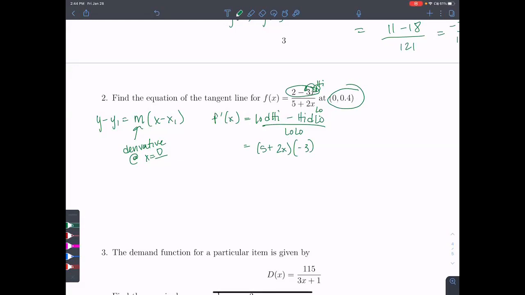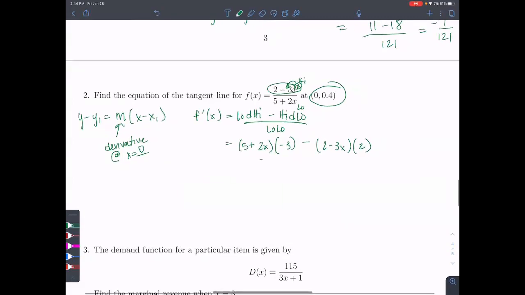So low d high minus high d low. 5 plus 2x, the derivative of that is going to be just 2. Again, that's the power rule saying the derivative of 5 is 0. The derivative of 2x is just 2. This is what you learned last week. Then the denominator squared, so 5 plus 2x squared. This is f prime of x everywhere.